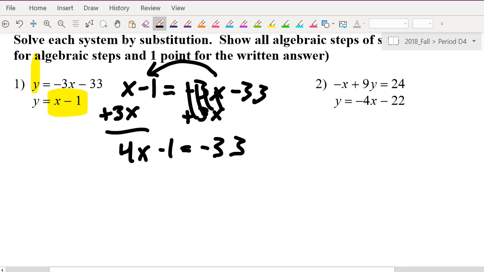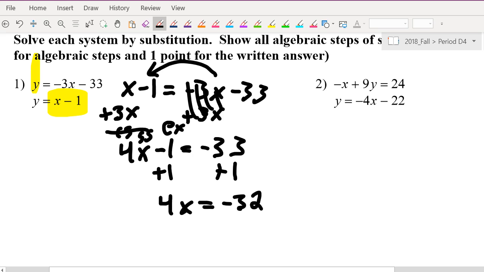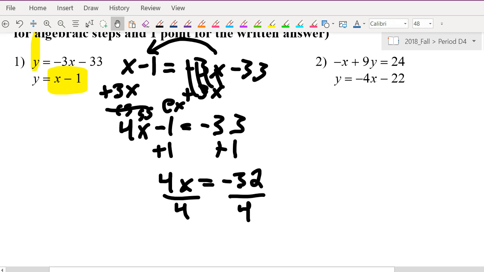And then we do another get out of my yard. Now we do superstar costar extra. First add 1. So add 1. 4x equals negative 32. Divide by 4, and then x equals negative 8. Yes. So x equals negative 8.